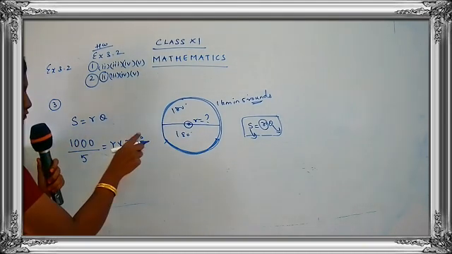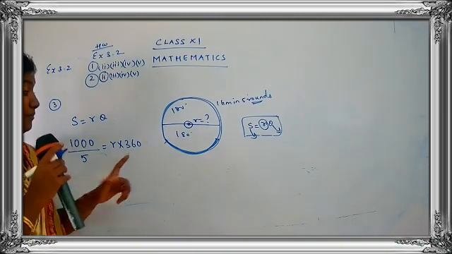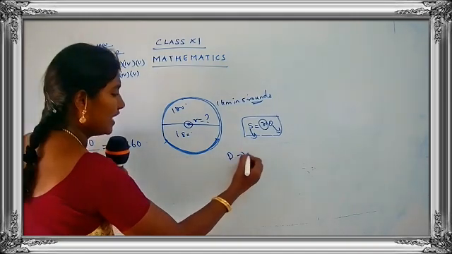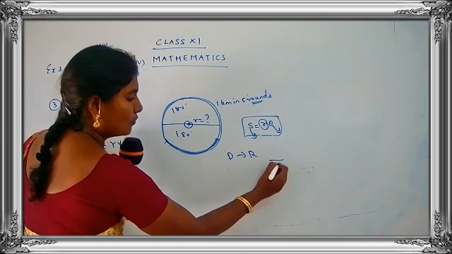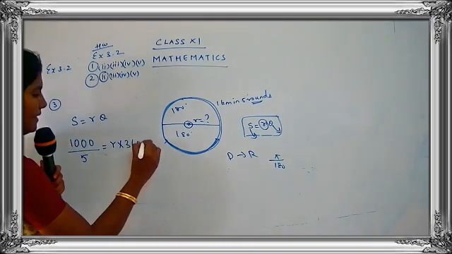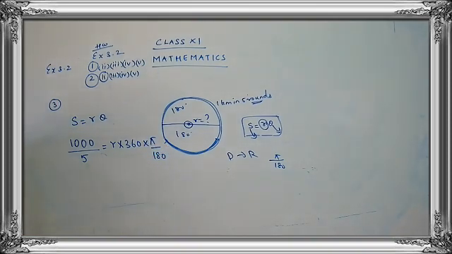And yes, I have told you, do not keep the angle in terms of degree. You have to keep the angle in terms of radians. So how are you going to change degree in terms of radian? Degree goes down. So multiply by pi by 180. So what do you get here? 1000 upon 5 is equal to R into 360 into pi by 180. I hope you people are clear, children.